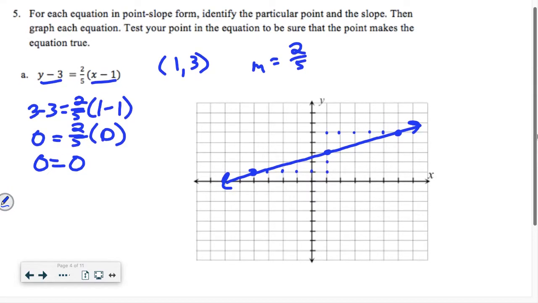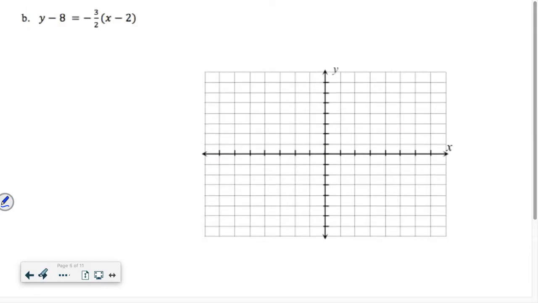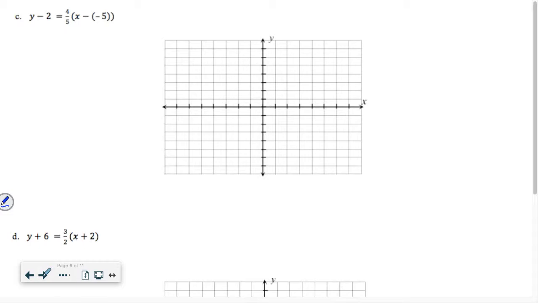I'm going to let you do the other examples on your own for B, C, and D. I am going to give you a hint and tell you what the particular points are. When I look at B, because of these two spots, my particular starting point is going to be 2, 8. For C, I'm subtracting a -5. So this actually is the same as y minus 2 equals 4/5 times x plus 5. So again, my particular point is going to be the opposite of these values. So I'm going to start this at -5, 2.